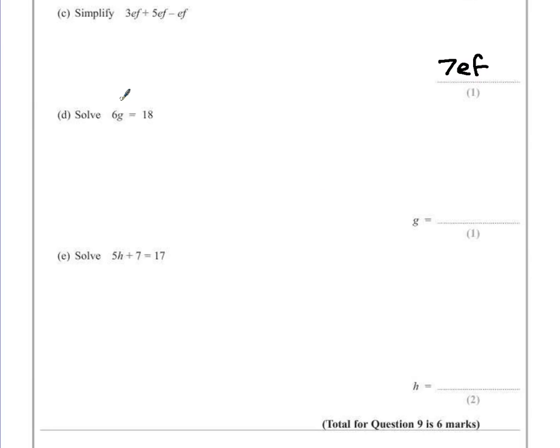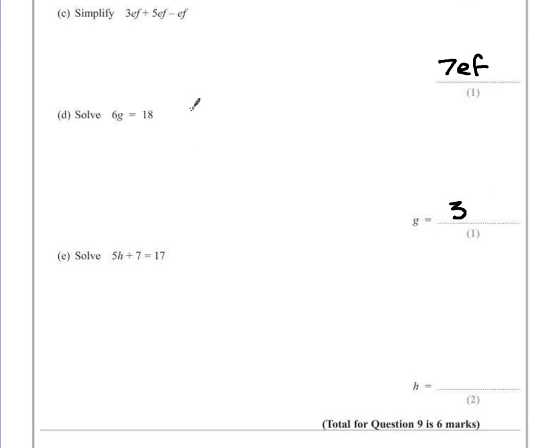Part D, 6G equals 18. We need to remember that 6G means 6 times G equals 18, or 6 times something is 18. So you should be able to look at that and say immediately that it's the number 3. 6 times 3 is 18.